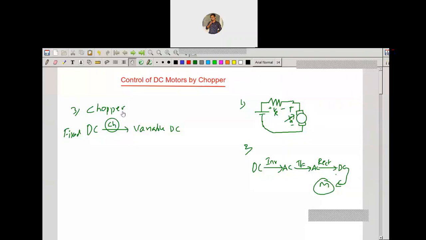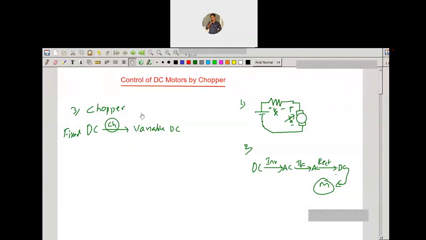It is going to provide the speed control of DC motor with very high efficiency, as well as fast dynamic response. Okay, and due to the various advantages, these choppers are used in many applications, like battery operated vehicles. If you take electric vehicles, or else trolley cars, there choppers are going to be used.